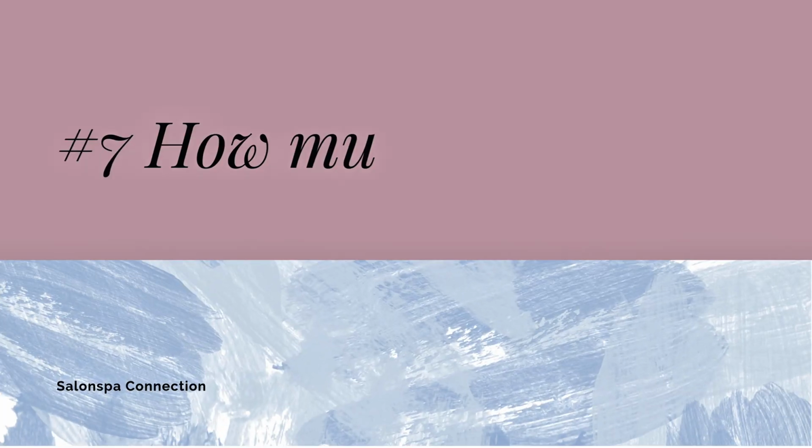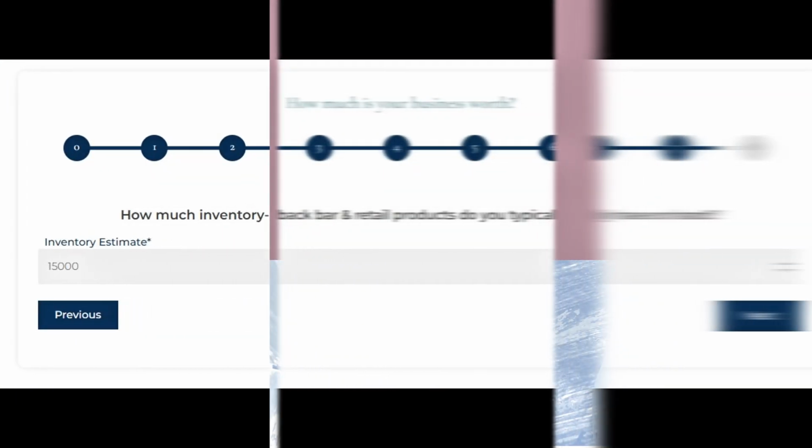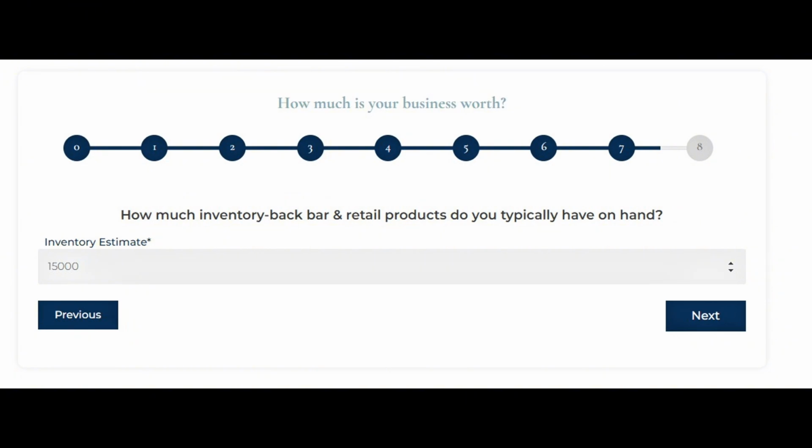Question number 7. How much inventory do you have? Our final question has to do with the amount of inventory you typically have on hand. Enter the average amount of back bar and retail you carry. If you don't keep any inventory, put 0 as input for this answer.